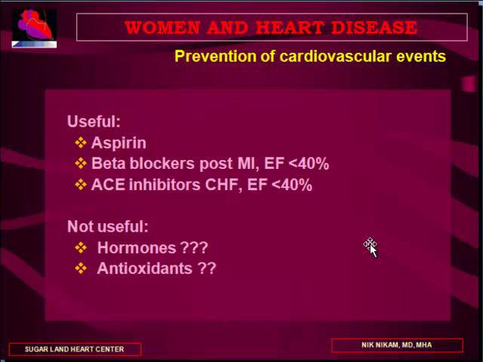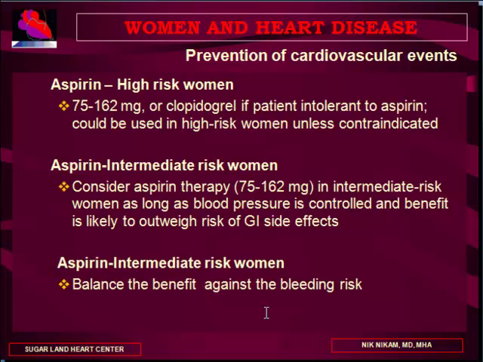Similarly, patients who have an enlarged heart or congestive heart failure, or if the heart function is less than 40%, then use of ACE inhibitors has been shown to improve symptoms and improve mortality. Hormones and antioxidants have questionable benefits in terms of modifying the risk factors. A few words about prevention of heart disease using aspirin. Using aspirin 75 to 162 milligrams or clopidogrel or Plavix in patients with high risk may be beneficial in terms of reducing subsequent cardiac events.